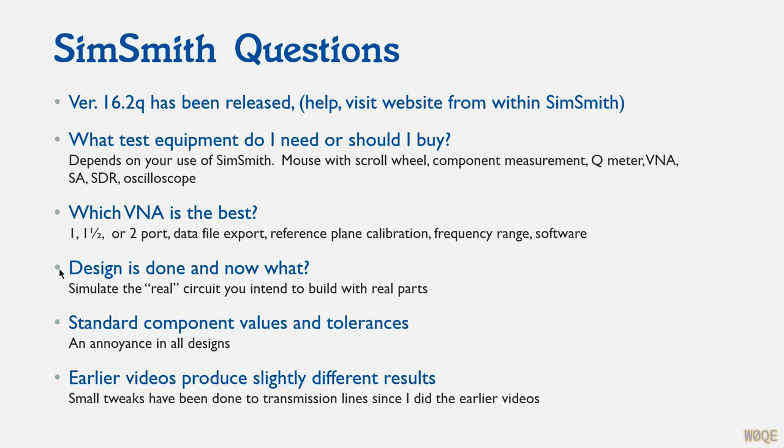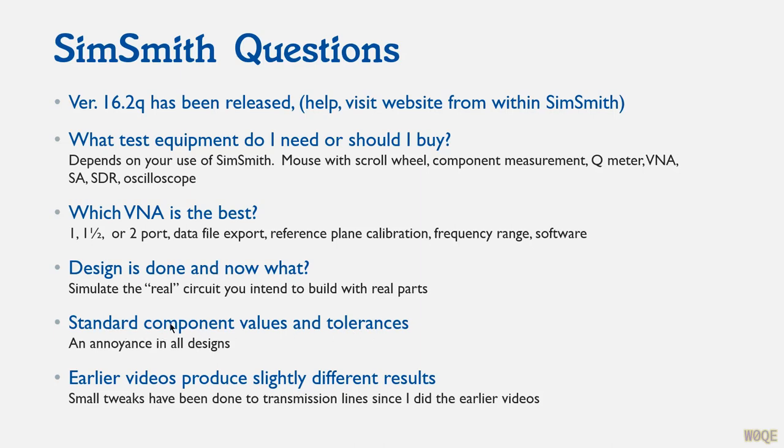Now, here's a question that I get more often than I would have ever expected. I've got a design now. What can I do with it? SimSmith models the design that you actually have in the circuit, nothing else. You probably need to simulate the real circuit you're going to build and the real parts you're going to use. The real parts become an issue because parts are not available in all values, and even where the values are available, they have tolerances.